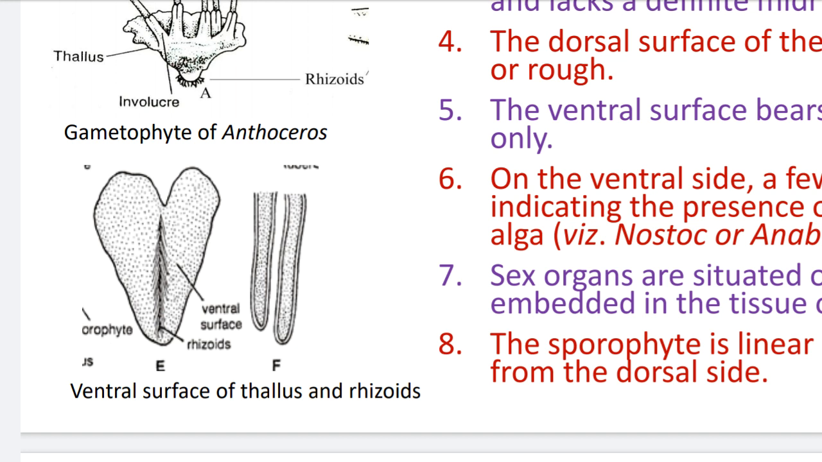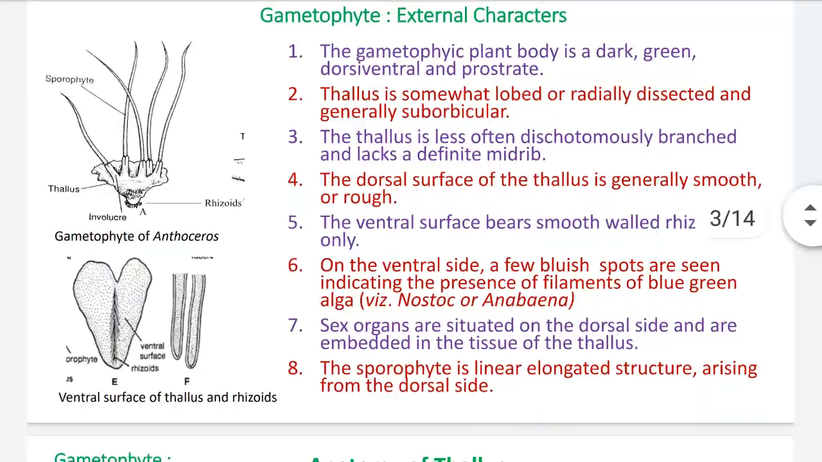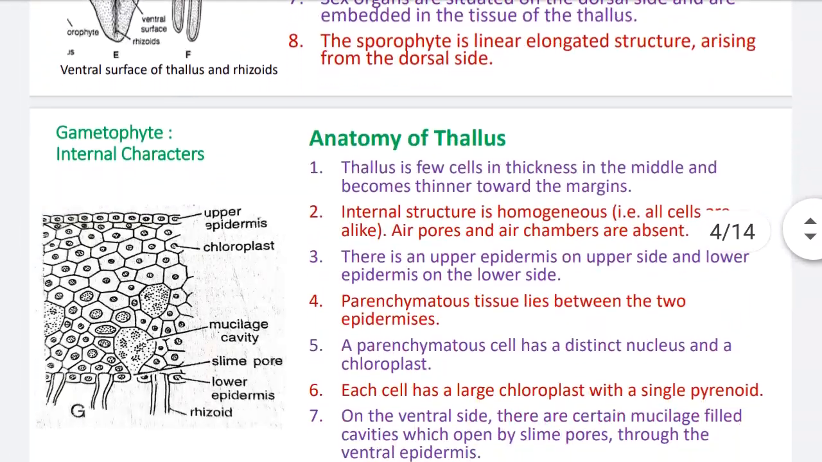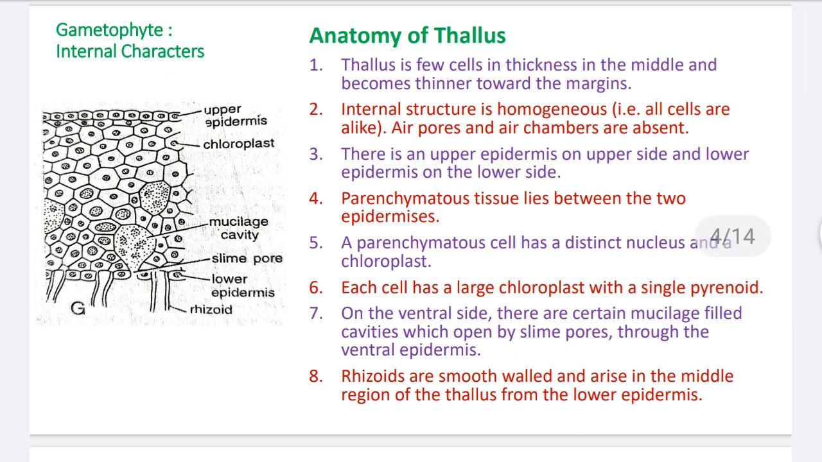Now, toward diagrams E and F. Diagram E shows the ventral surface of the thallus. At the center there are the smooth walled rhizoids, and diagram F shows the smooth walled rhizoids. So in this way, this is the external appearance of Anthoceros. Now the anatomy of the thallus means the internal organization of the thallus. For observing internal organization, you should take the transverse section of the thallus.